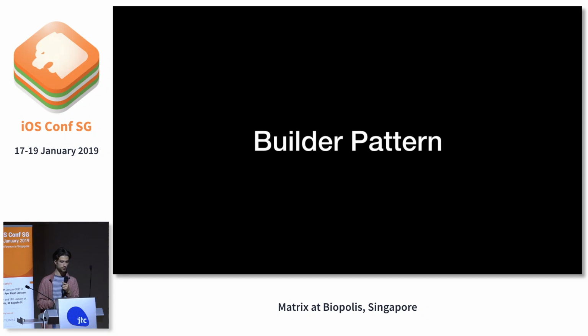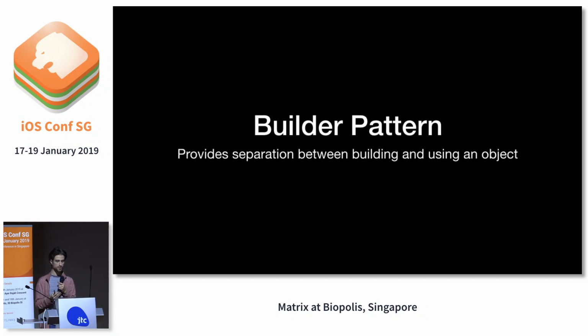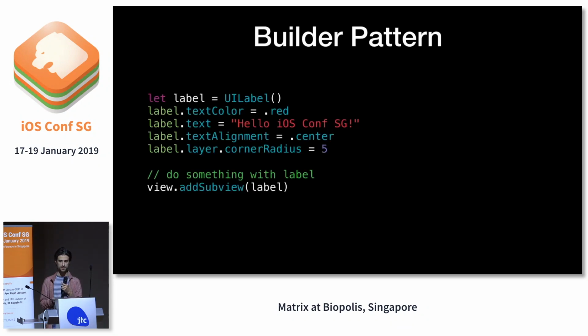The first pattern that I want to talk to you about is called the builder pattern. Its goal is to provide separation between building an object and using an object. In our code, we often find things like this, where we instantiate a value, then we configure it, and then we use the value.